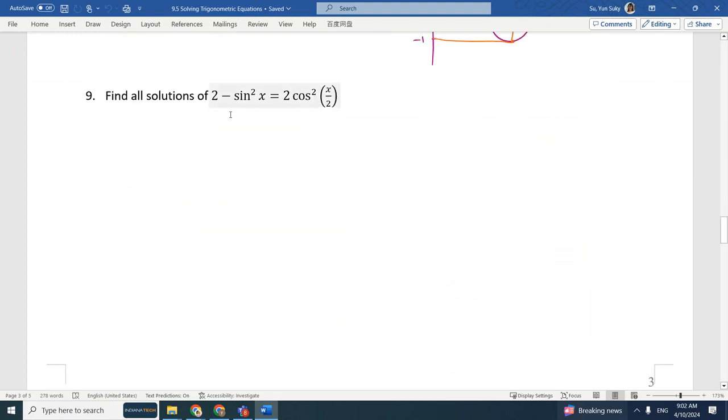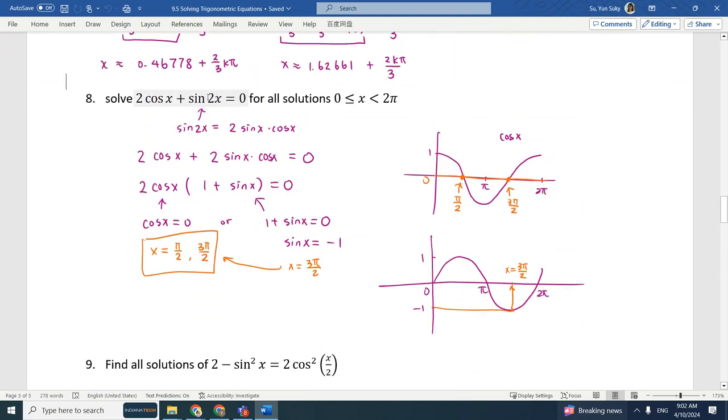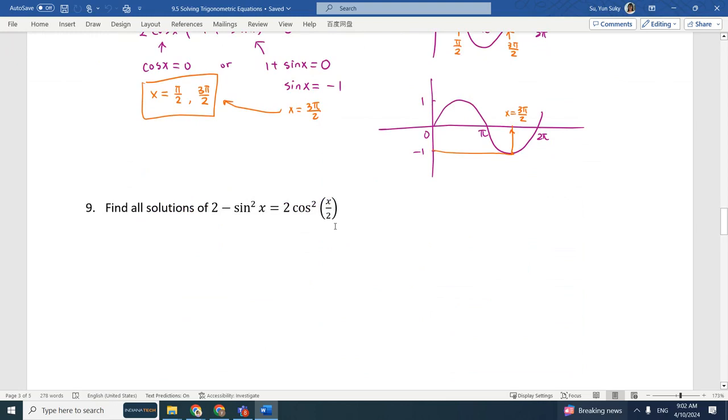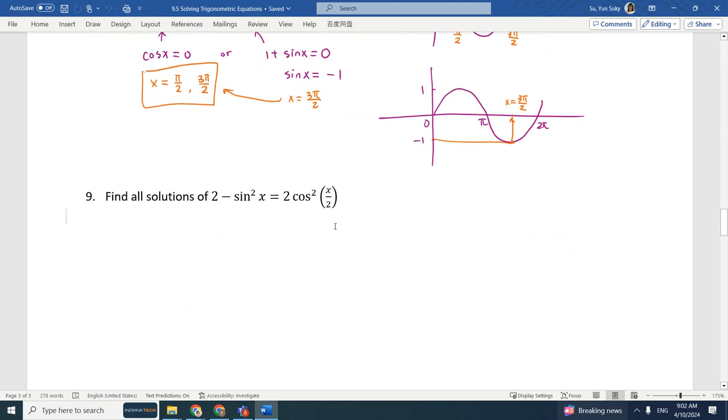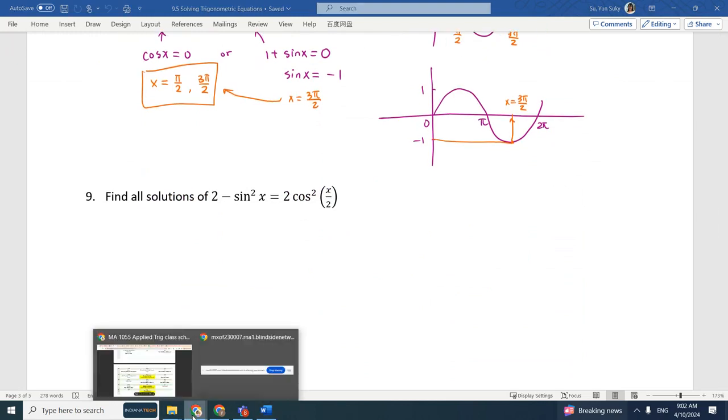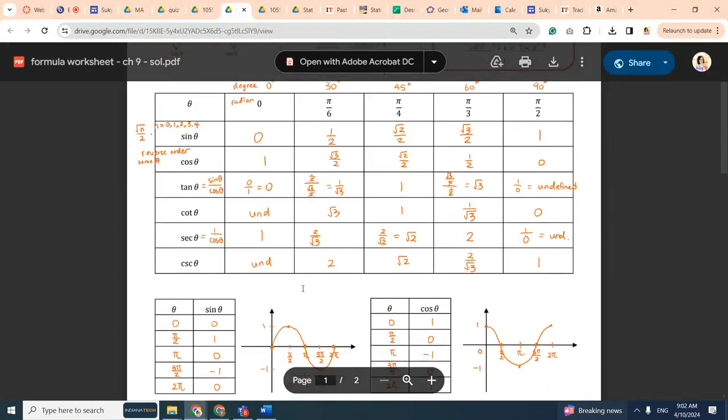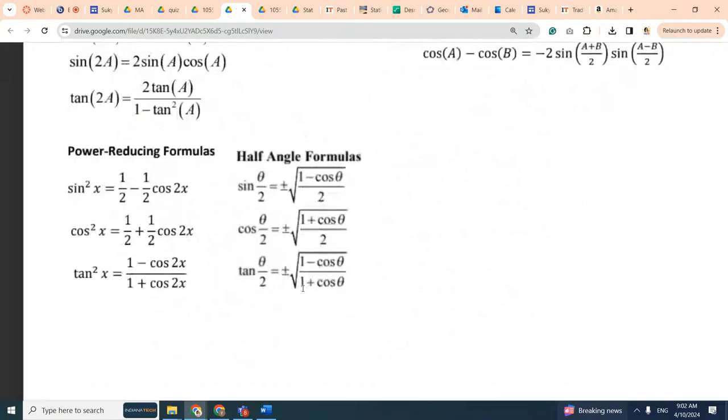Number 9. We have sine and we have cosine, and they're related. But do you see the angles are different? In the last example, this was a double angle, and in this example, this is a half angle. So we want to make the angle be the same. We need to use the formula. We have a half angle, so we use the half angle formula. Which one shall we use?